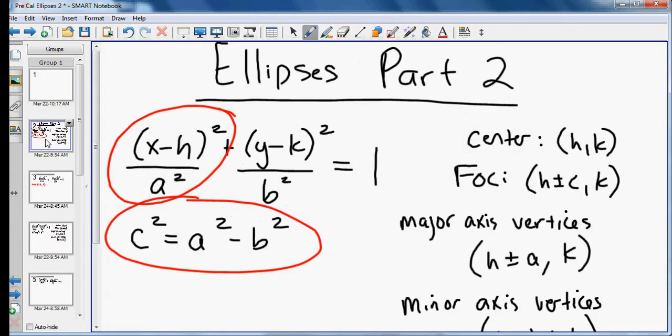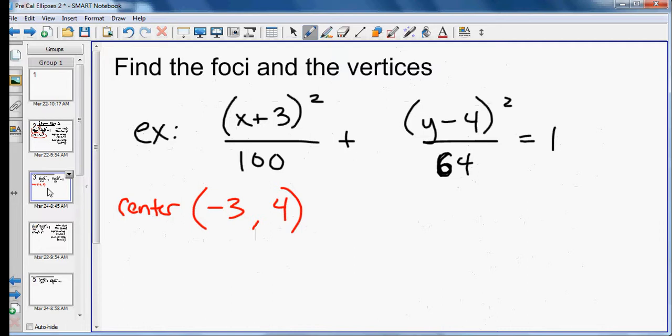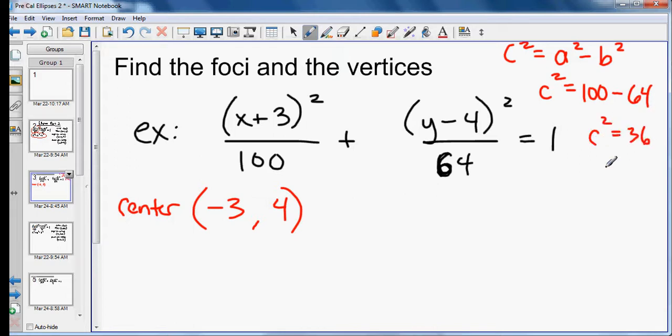c squared is equal to a squared minus b squared. So c squared is equal to 100. I know that's the a squared because it's the bigger one. The bigger one is always a, minus 64. So c squared is equal to 36. c is equal to 6. So to find my foci, I need to add and subtract c to the x value in my center.